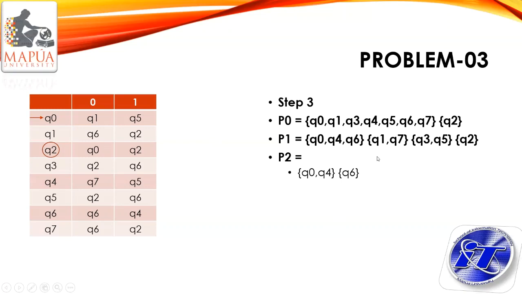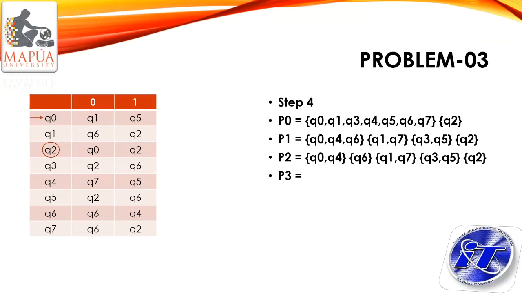Then let's proceed with the Q1, Q7 group. Q1 goes to Q6, Q2, and Q7 goes to Q6, Q2. Definitely they are in the same group since they have the same result with 0 and 1. How about Q3 and Q5? They are the same: Q2, Q6 and Q2, Q6 respectively. So they belong to the same group, and our final state is Q2. So this will be our P2.